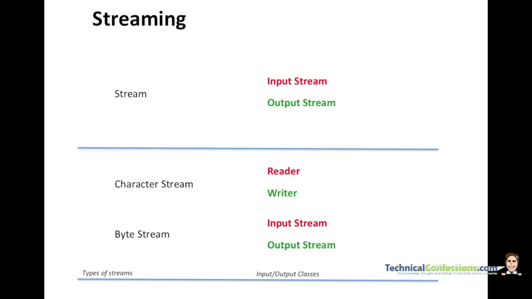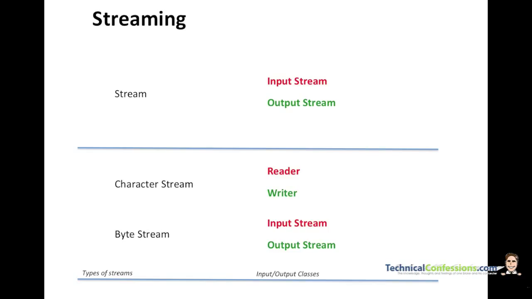So I can essentially import the data itself, or I can export it out. Very simple concept. So you can see at the bottom of the screen there are two types of streaming. There's characters and there's bytes. So dependent on what type of process you want to do, that dictates which type of classes you should be using.